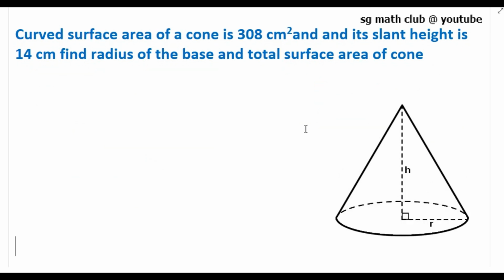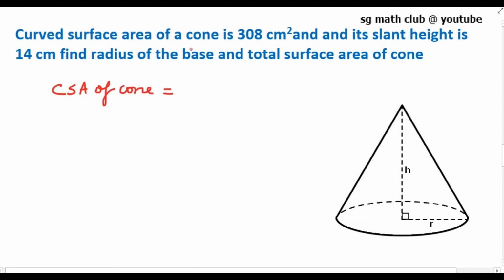So next question: the curved surface area of the cone is 308 centimeter square. Instead of finding it, they have already given it as 308 centimeter square. Slant height is 14 centimeter, that means L is 14 centimeter. And you need to find the radius of the base of the cone and the total surface area of the cone. So two things we need to find out.